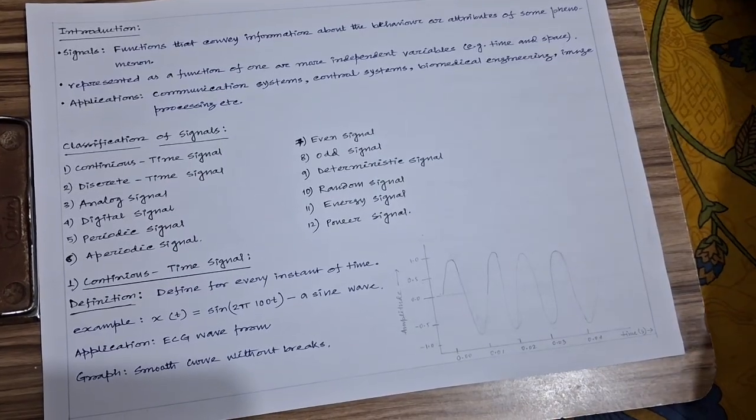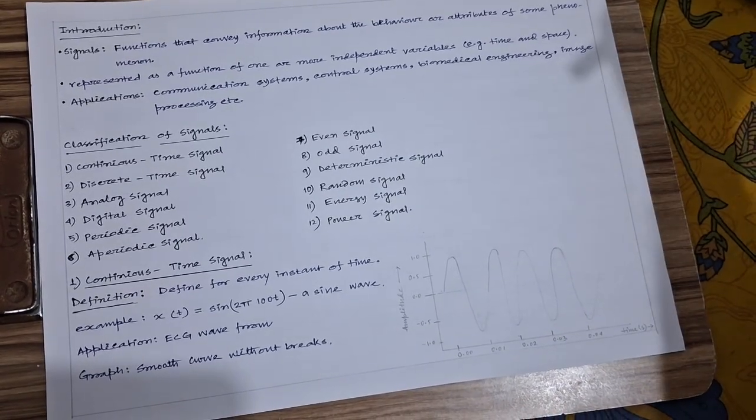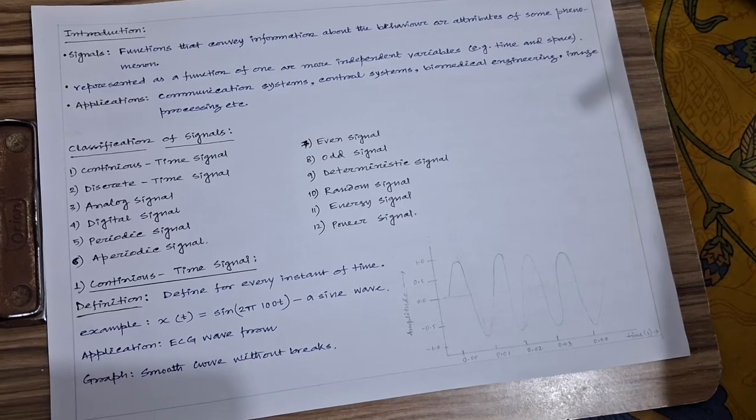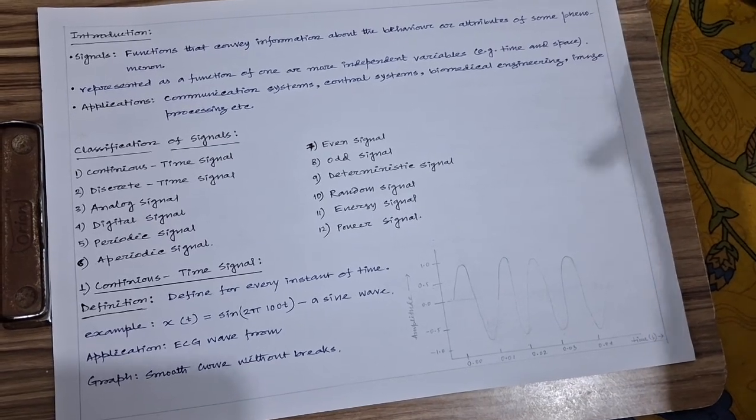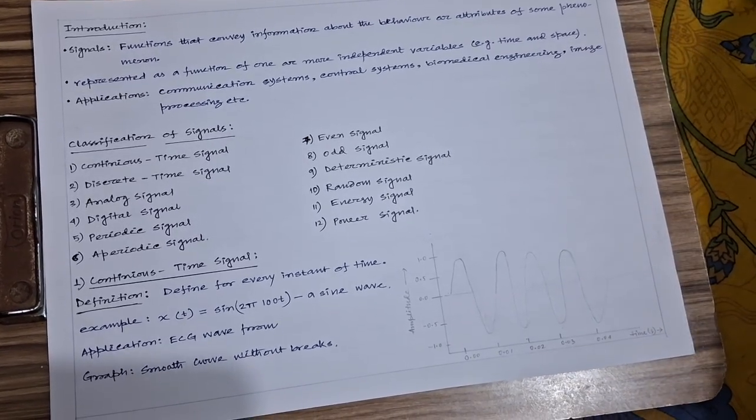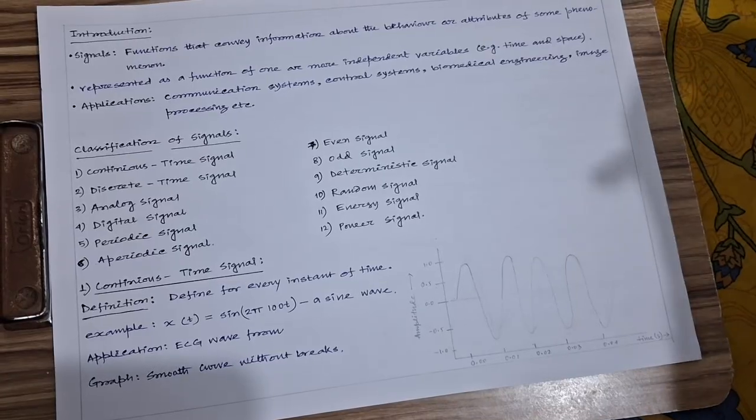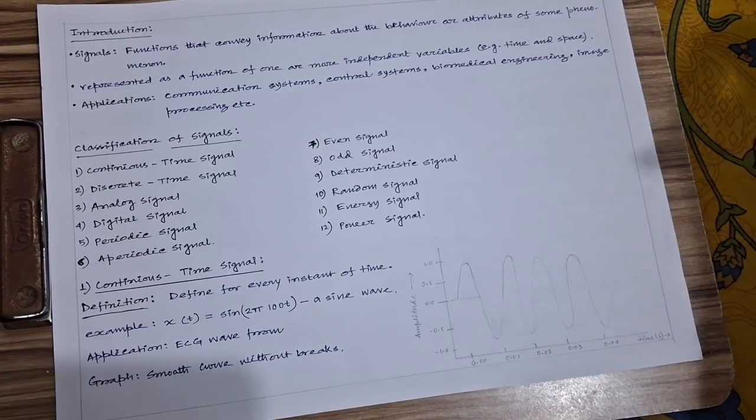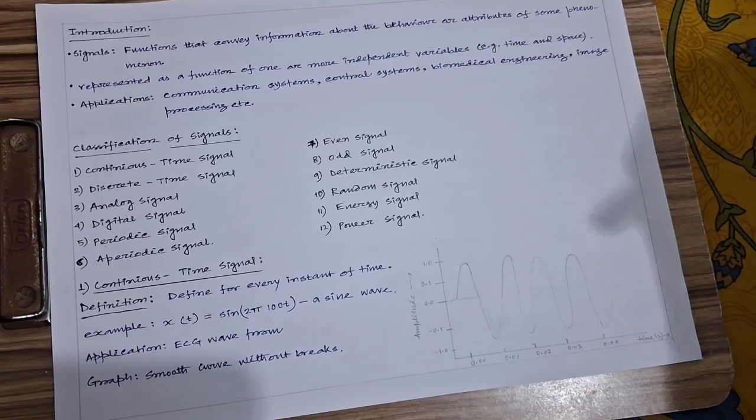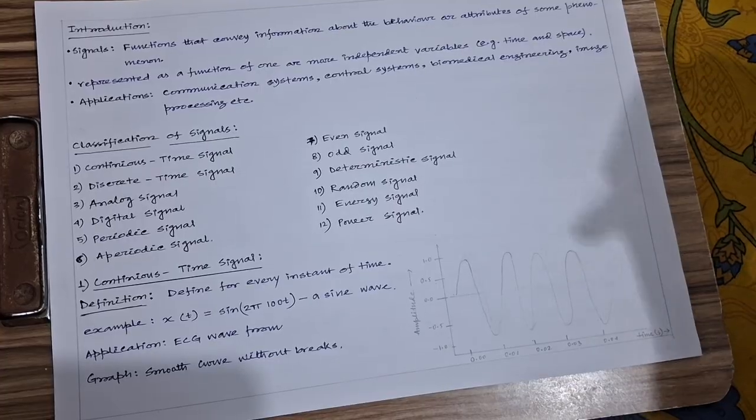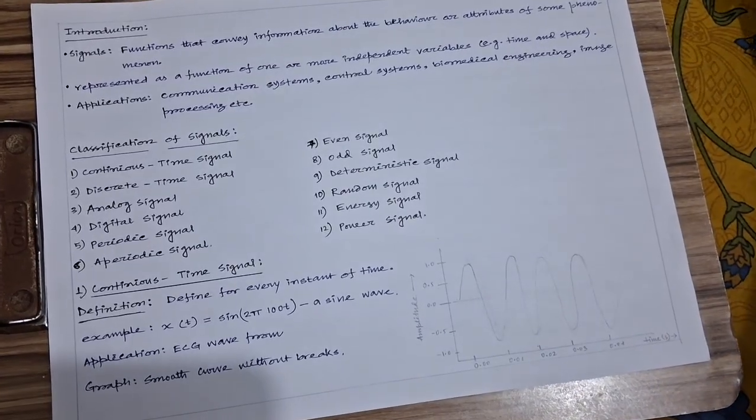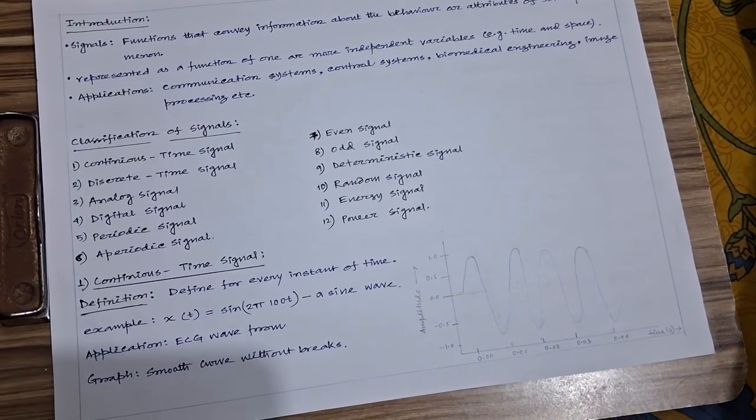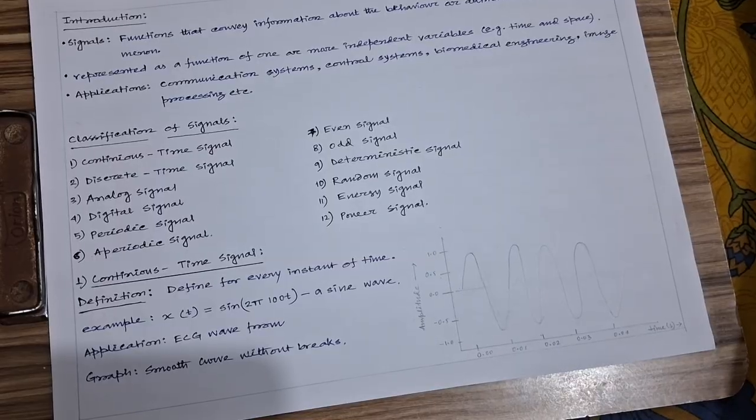We can classify signals into six main categories: continuous time and discrete time, analog and digital, periodic and aperiodic, even and odd, deterministic and random, energy and power. Now let's go through each category one by one with examples and graphs.